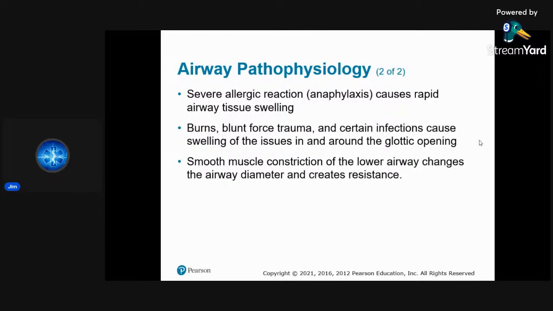Severe allergic reaction or anaphylaxis causes rapid airway swelling, right? So this is an issue. It'll cause your swelling to the point that it's obstructed. Other things that can cause airway obstructions are burns. Burn patients, especially people in house fires who breathe in superheated gas, can get swelling in the airway. Blunt force trauma and infections can all cause swelling of the glottic opening area.